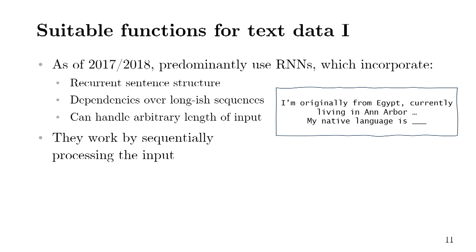If you've not been paying attention to the news lately, this is the golden era of modeling with text data, so this is it. As of 2017, 2018, the normal thing to do was to use a recurrent neural network to model text data.